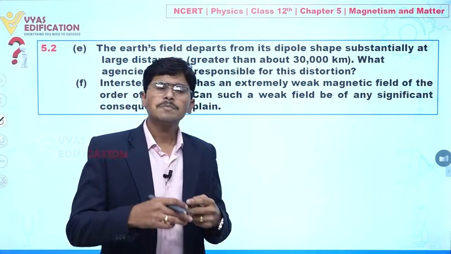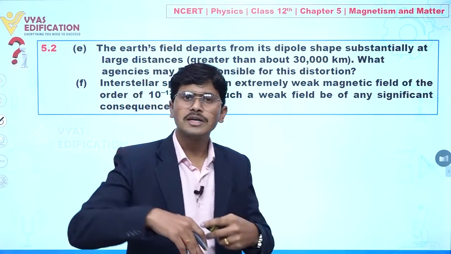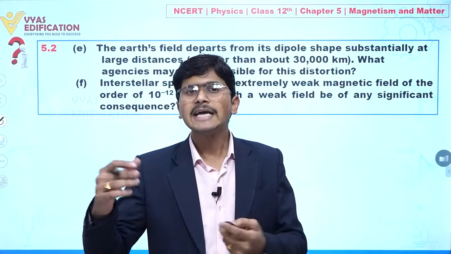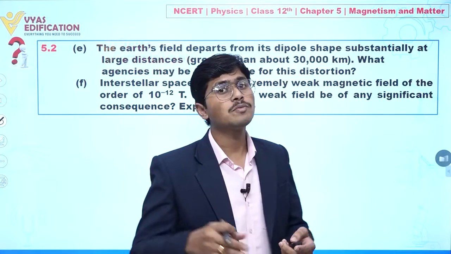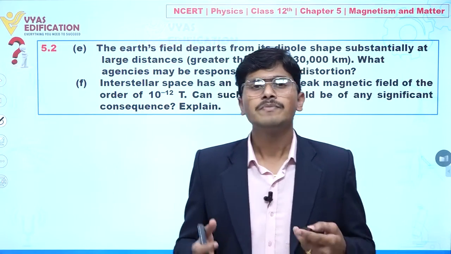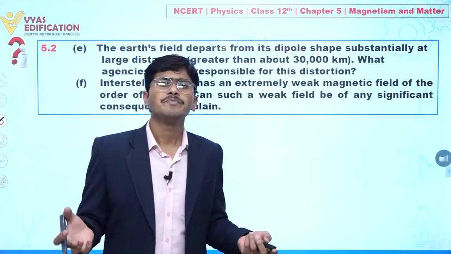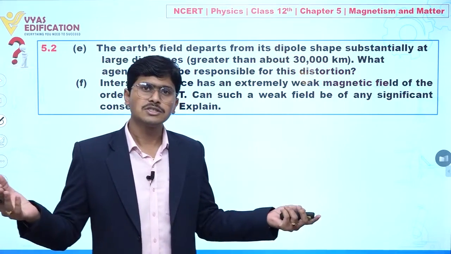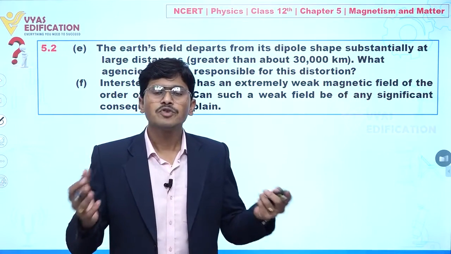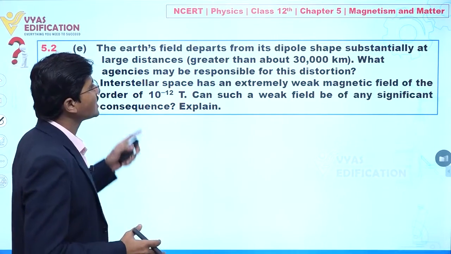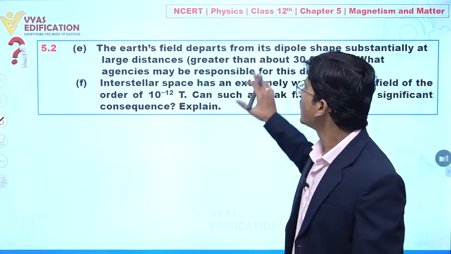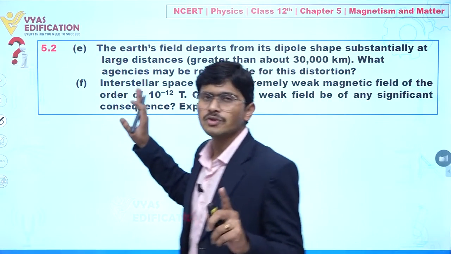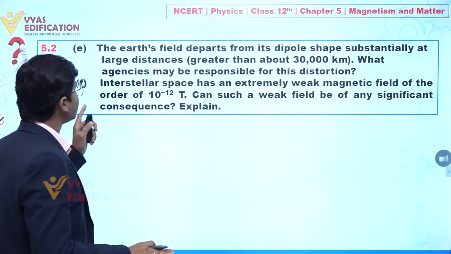But let's suppose this magnetic field line is going away from the earth, and as it reaches the ionosphere, there are so many ions already present there, and these ions are taking their energy from the solar system, or solar energy. So we can say these ions are responsible for the distortion of the earth's magnetic field. Clear to you? So this is all about part E.